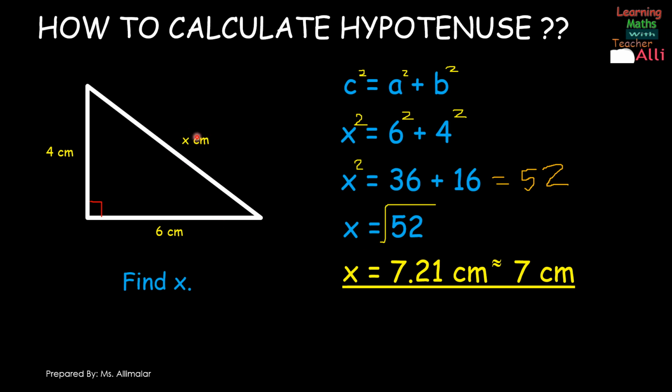Now, is it proved that this line is the longest? We see here this is 4 centimeter, this is 6 centimeters only, but this line is 7 centimeters, which is the longest line in this right angle triangle. Clear, guys? Okay, now let's move to the next slide.